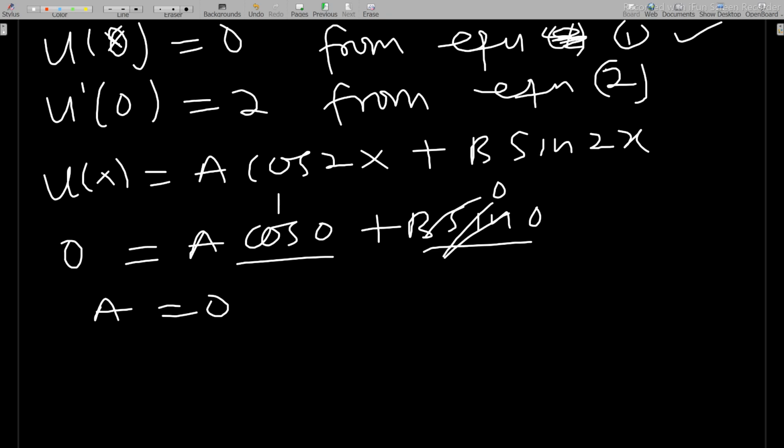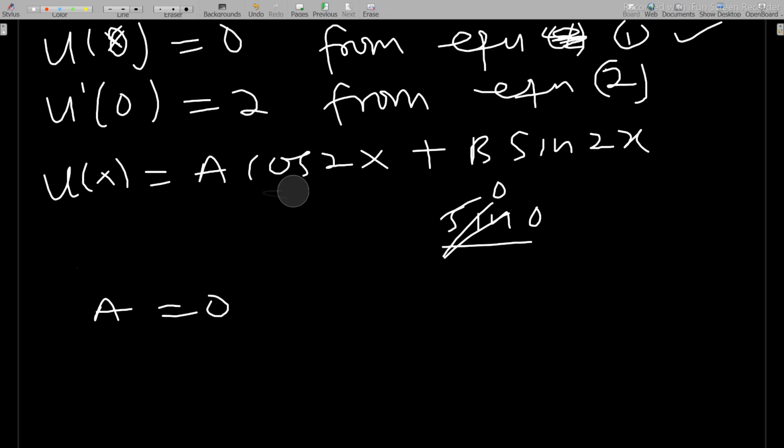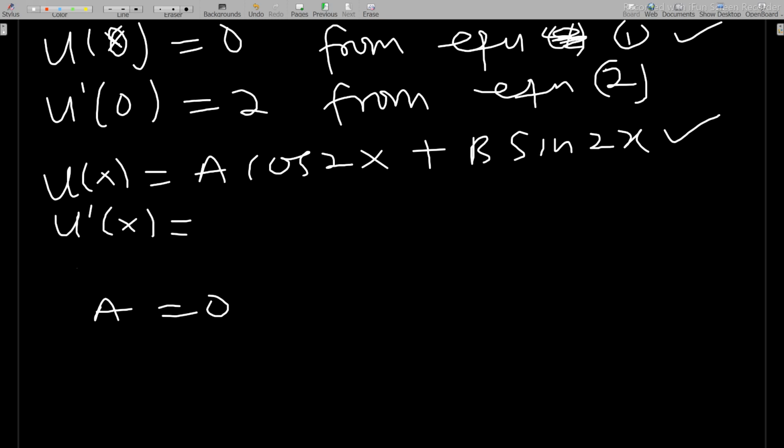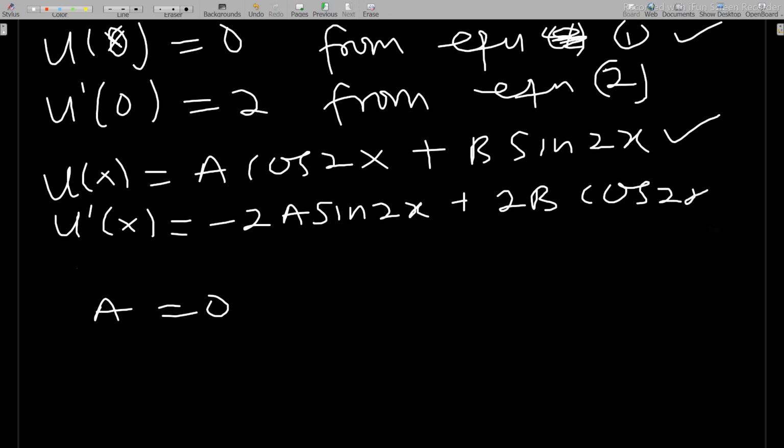Then from the other one, since we have u prime of 0 equals 2, we have to find u prime from the general solution. So I have to differentiate the general solution. u prime of x will be equal to, differentiating cos 2x with respect to x, minus 2a sine 2x, okay? I have to differentiate whatever is here, which gives me 2 times the derivative of cos, which is minus sine 2x, then plus 2b cos 2x, okay?